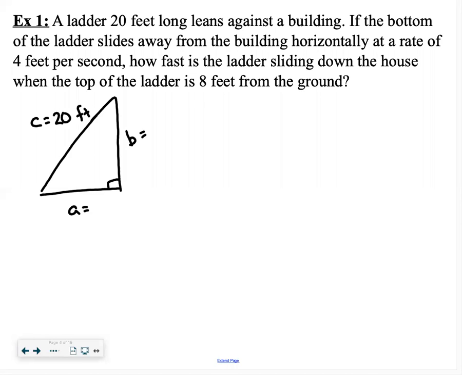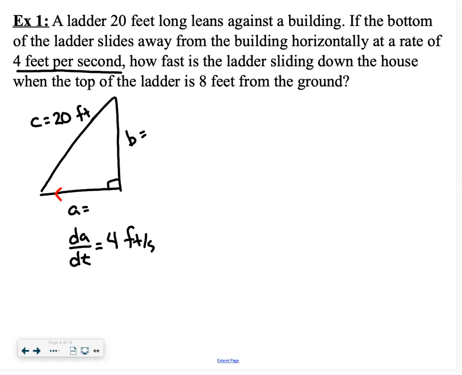If the bottom of the ladder slides away from the building horizontally at a rate of 4 feet per second. So what it's telling us is the base of this ladder is being pushed out from under it. So that's a rate of change. 4 feet per second is a rate of change. So I'm going to call that dA dt. And since that leg is getting longer, it's going to be a positive 4 feet per second.